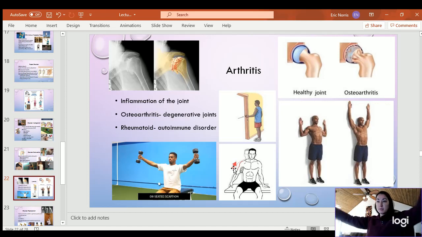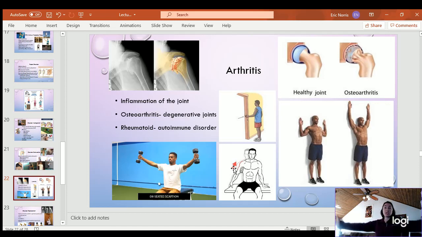And then scaption. The reason I have scaption is most of the strengthening for shoulder patients is going to be done, and even just mobility, active range of motion, things like that, in the scaption plane. So scaption plane is not straight flexion, not straight abduction. It's about halfway in between, about a 45-degree angle, and it's a good position for your scapula.